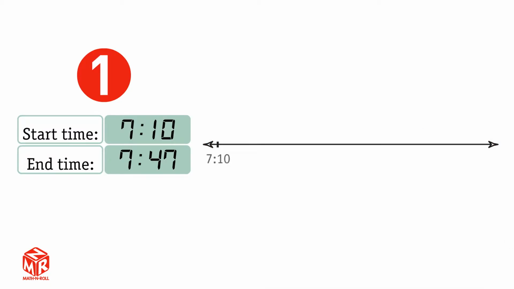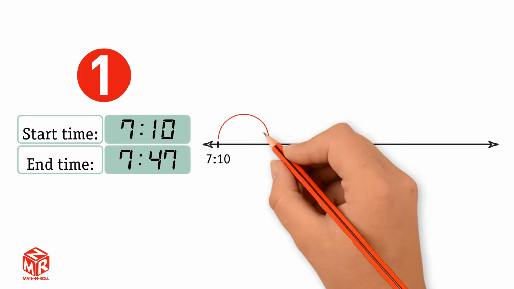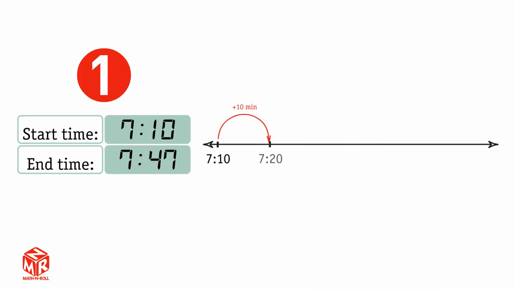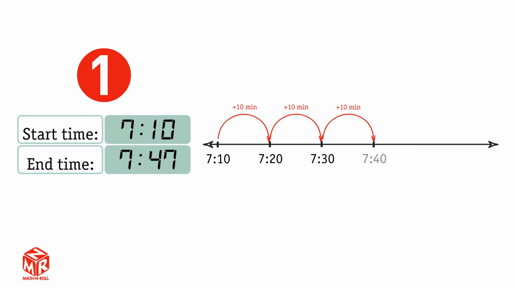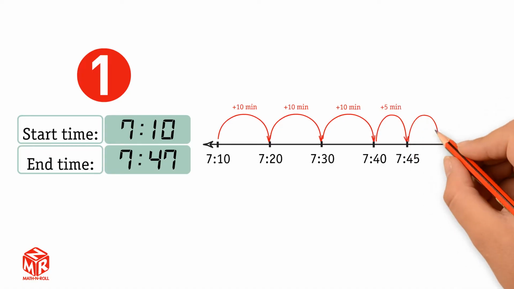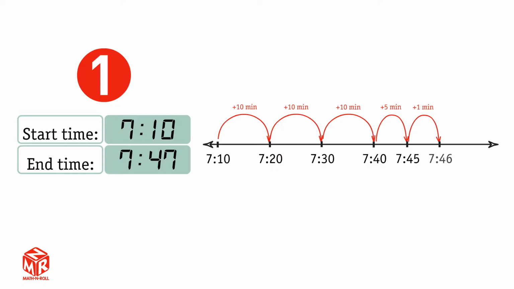We start at 7:10. Skip count by tens. 7:20. 7:30. 7:40. Now skip count by 5. 7:45. Skip count by ones. 7:46. 7:47. This is our end time.